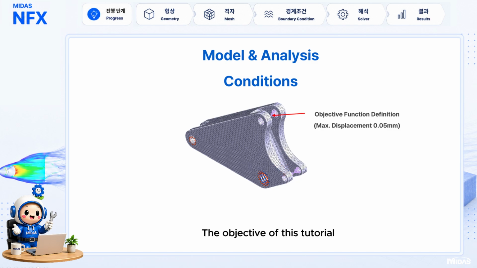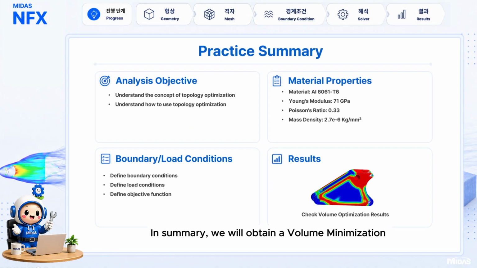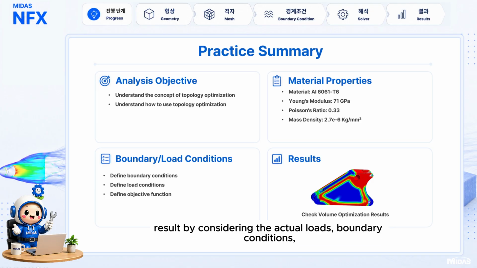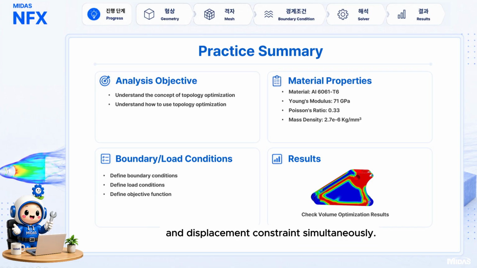The objective of this tutorial is to find the smallest possible volume while keeping structural deformation within the allowable limit. In summary, we will obtain a volume minimization result by considering the actual loads, boundary conditions, and displacement constraints simultaneously. Now, let's begin the tutorial.